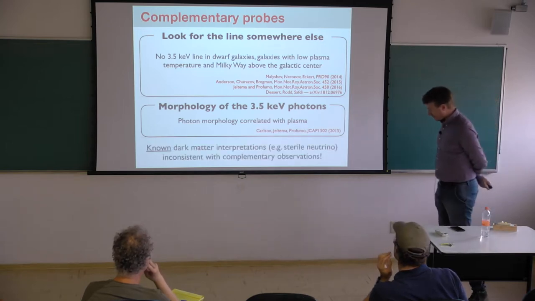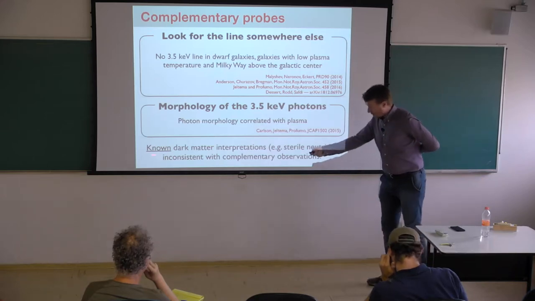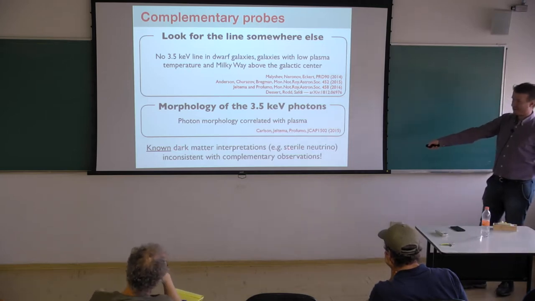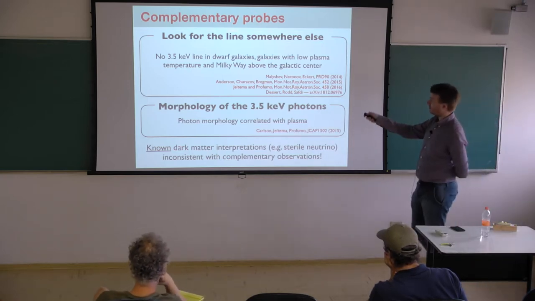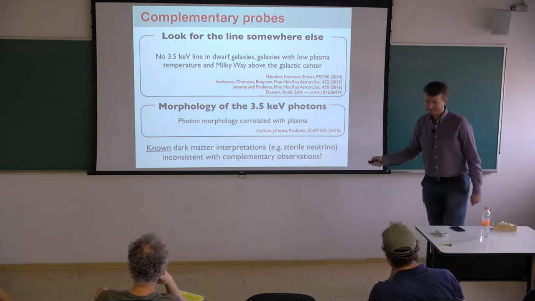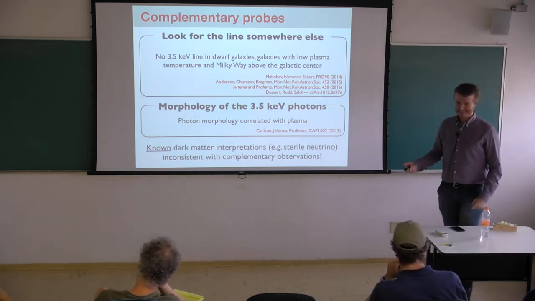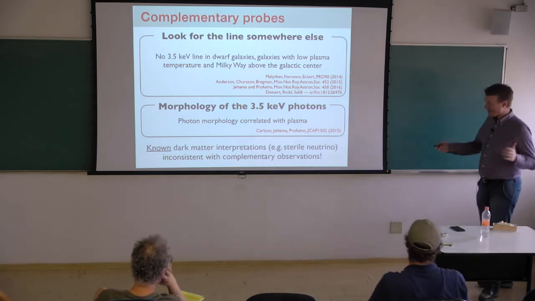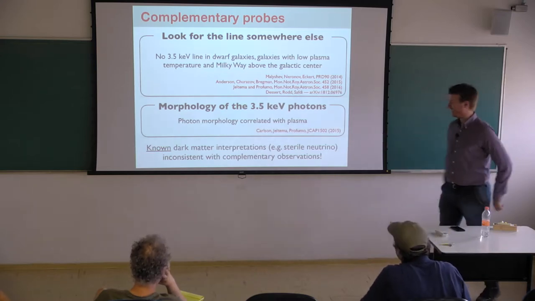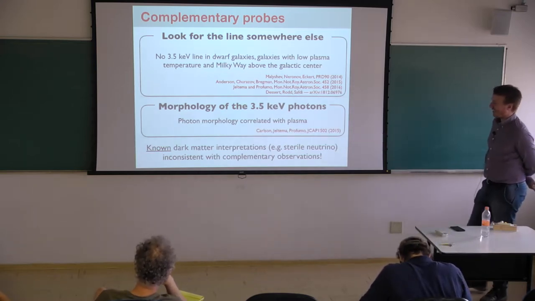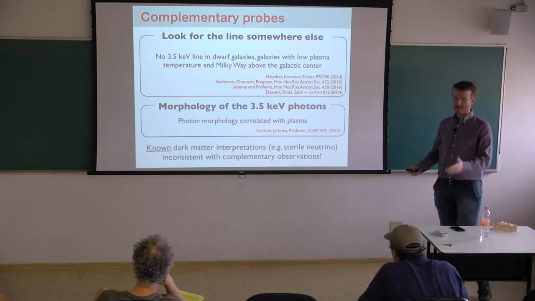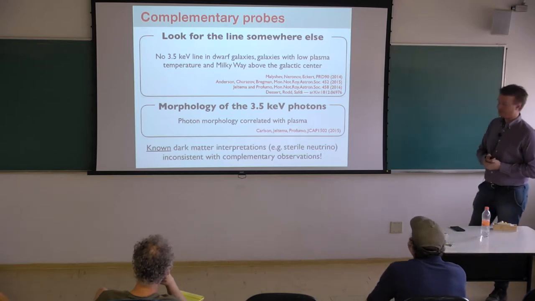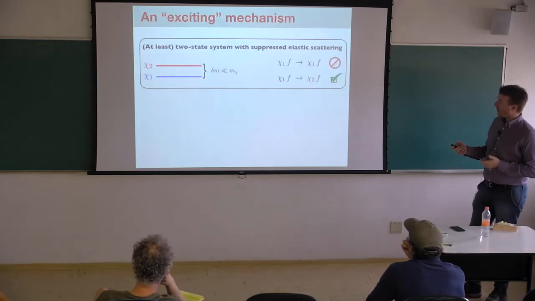So, to conclude, known, and I emphasize on known dark matter interpretation, such as the stellar neutrinos, are inconsistent with this complementary observation. None. Okay? None until now, at the end of this talk, I can remove this underline. Okay, so by none I mean the stellar neutrinos, but also annihilation or decays and every other framework that has been suggested to explain the line.